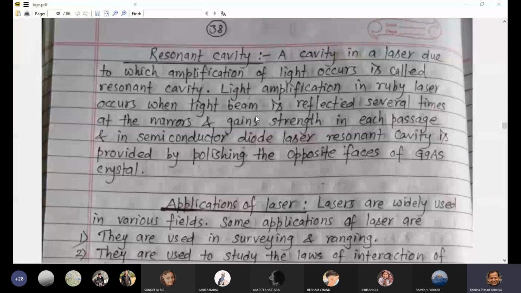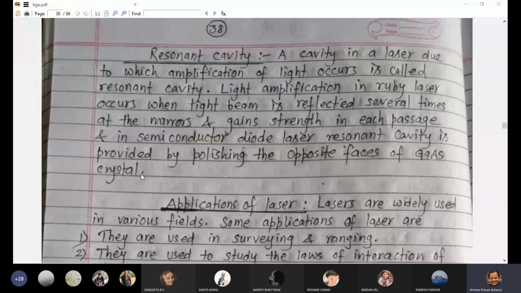Similarly, we have studied semiconductor diode laser. And in gallium arsenide, how is the resonant cavity provided? The resonant cavity is provided by polishing the opposite faces of gallium arsenide crystal. By polishing the opposite faces of the crystal, the resonant cavity is provided there.